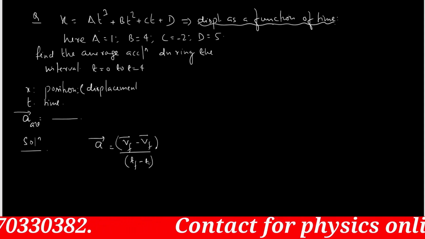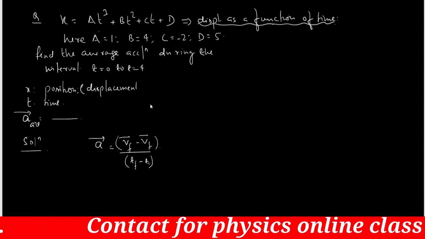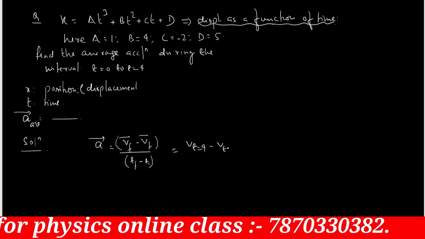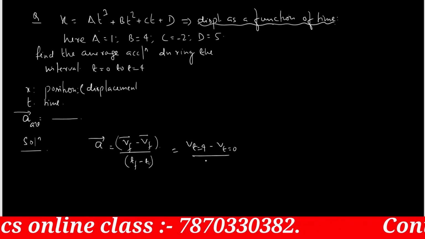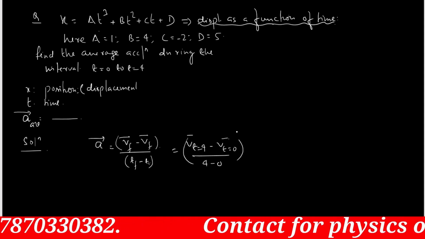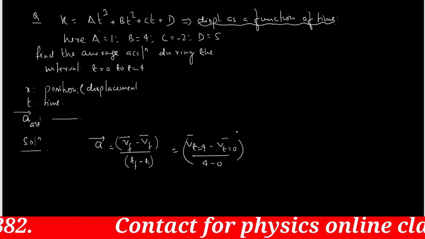Okay. Very good. This one, right? Yeah, v at t equals 4 minus v at t equals 0, divided by 4 minus 0, right? Yes, yes. Okay.